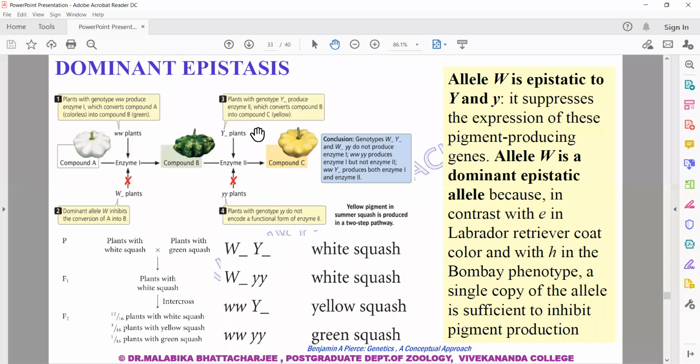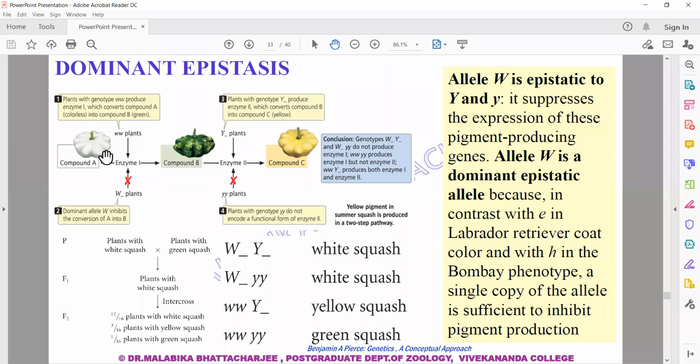Let me tell you this pathway first. This is a white fruit, white squash, and the color of this white squash is due to a compound A. Let us imagine the compound A is converted to compound B by enzyme 1. So the compound B gives a green color to the squash, and the compound B is converted to compound C by enzyme 2.